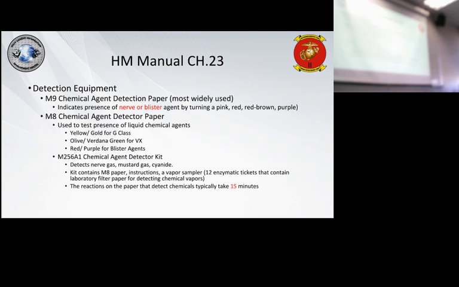The M256A1 chemical agent detector kit. It detects nerve gas, mustard gas, cyanide. The kit contains the M8 paper, instructions, and vapor sampler, and the reactions on the paper that detect chemicals take 15 minutes. So that could be another one on there: how long does it take to detect the chemicals? It's going to be 15 minutes. Next.